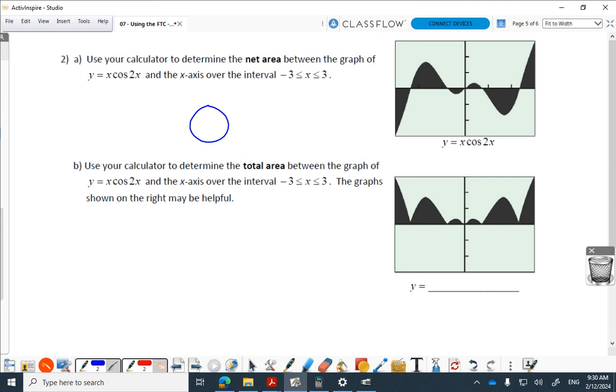Any symmetrical situation might do this. And specifically, this function's even. And even functions always do this. When you've got an even function, it's the same on both sides. Sorry, odd. Whoops.